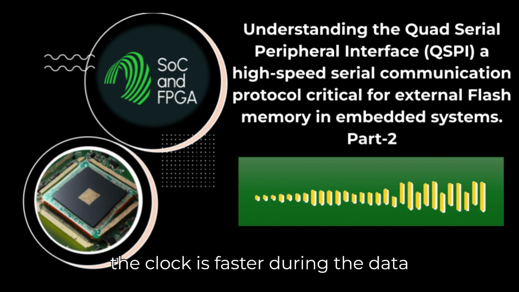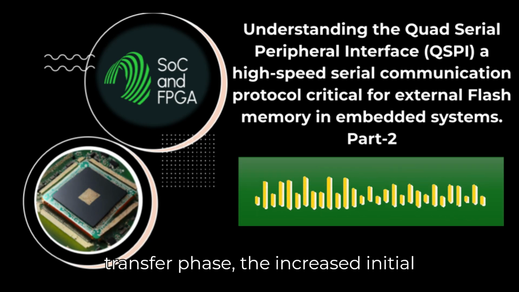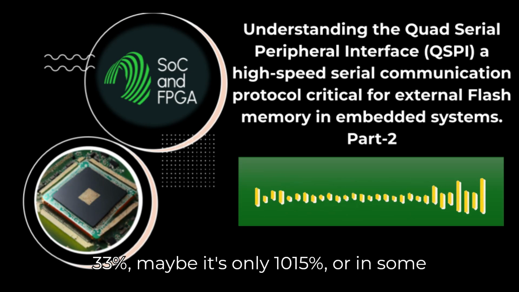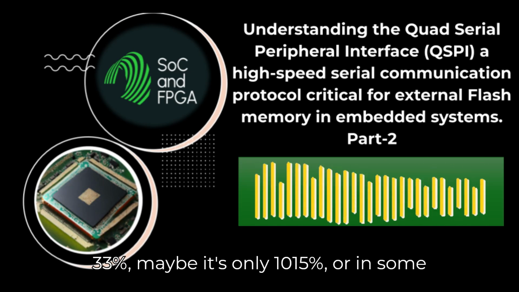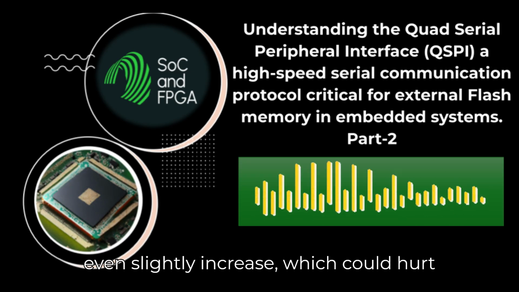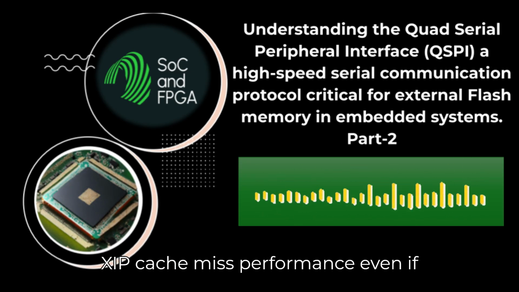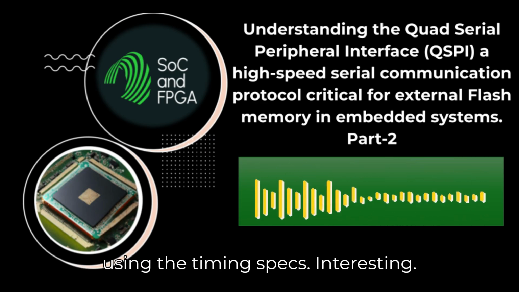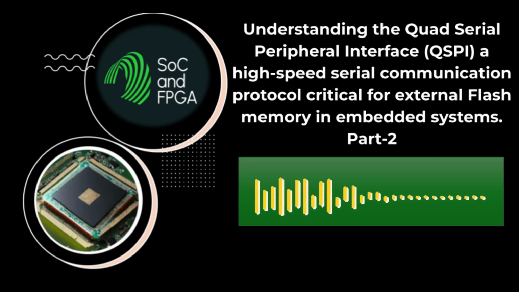While the clock is faster during the data transfer phase, the increased initial latency due to more dummy cycles might mean the effective throughput gain isn't 33%, maybe it's only 10-15%. Or in some cases, the initial access latency might even slightly increase, which could hurt XIP cache miss performance, even if sustained throughput improves. It's something you have to analyze carefully using the timing specs. Interesting.